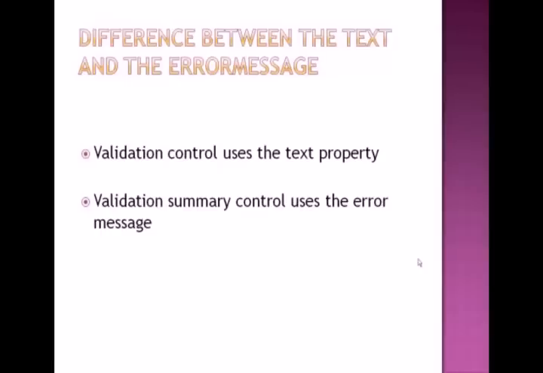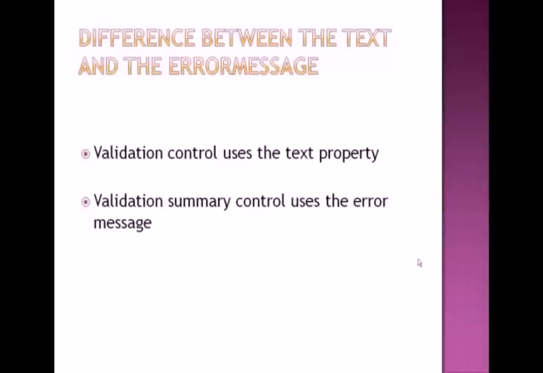In a validation control, if you leave the text empty, the error message will show up where the validation control is on the website if the validation fails. If you provide text within the text property, then if the validation fails, the text will show up where the validation control is located on the web page. And the error message will be kept and used in the validation summary control.